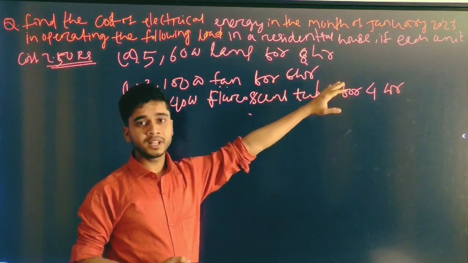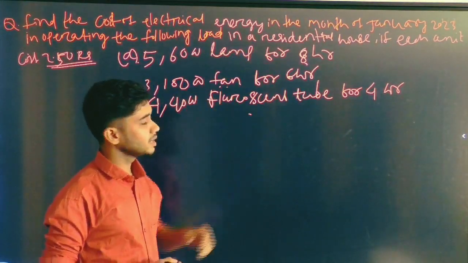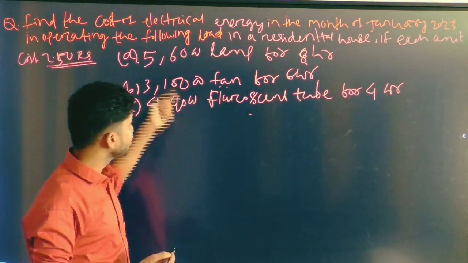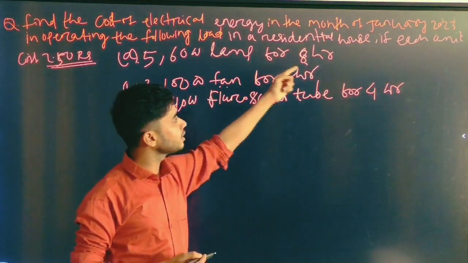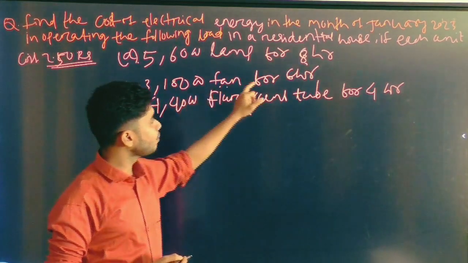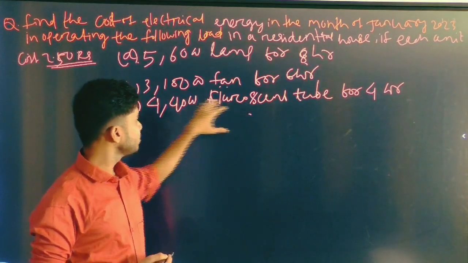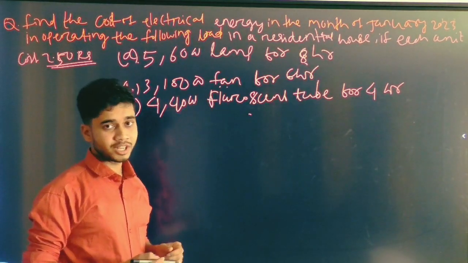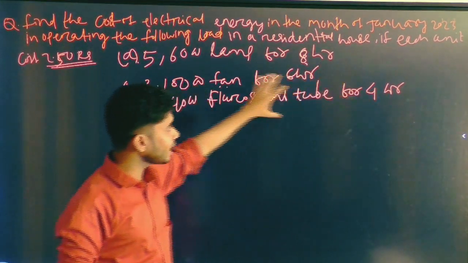For the month of January we are calculating the amount of electricity bill, in operating the following loads in a residential house. There is a residential house and there are certain loads this house has, like 5 number of 60 watt lamps, and they are on for a period of 8 hours. 3 fans, each 100 watt, operating for a period of 6 hours. And there are some fluorescent tubes, 4 of them. Each fluorescent tube is 40 watt and is on for a period of 4 hours. These are the data given in the question.